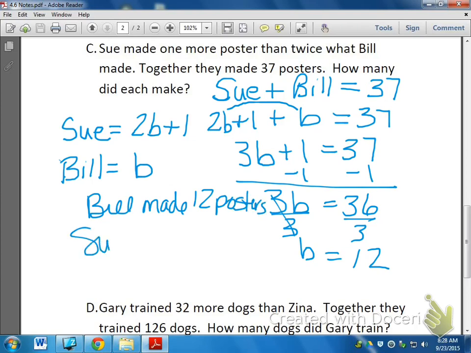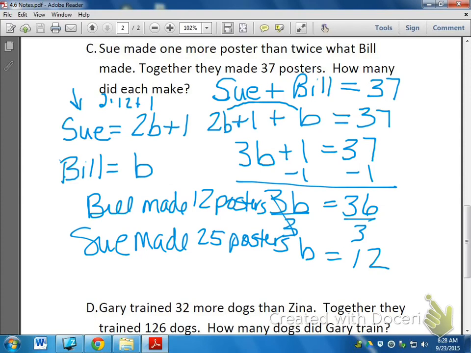Well, how many did Sue make? How can I figure that out? Tori? 37 minus 12. Well, I could do that, or why don't we go right up here where Sue made 2B plus 1. What would I do with that, Tori? 12 times 2 plus 1. Yeah, 2 times 12 plus 1. So 24 plus 1. Sue made 25 posters. So make sure you label those like that.